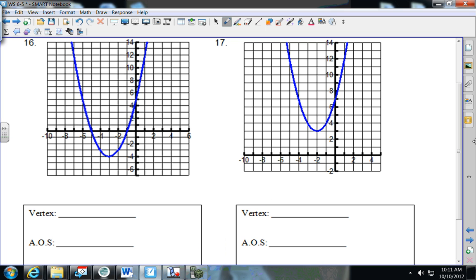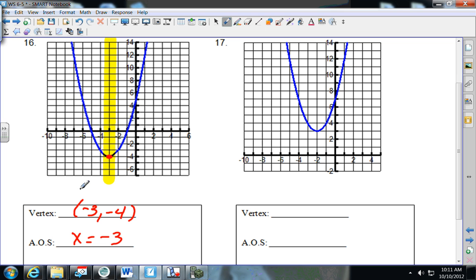The vertex. On number 16, the very bottommost point is right here, which is -3, -4. Axis of symmetry, where you fold it in half. There it is. Oh my goodness. That's why I'm not in art class. I can't draw straight lines. Okay. X equals the x number of the vertex, -3.